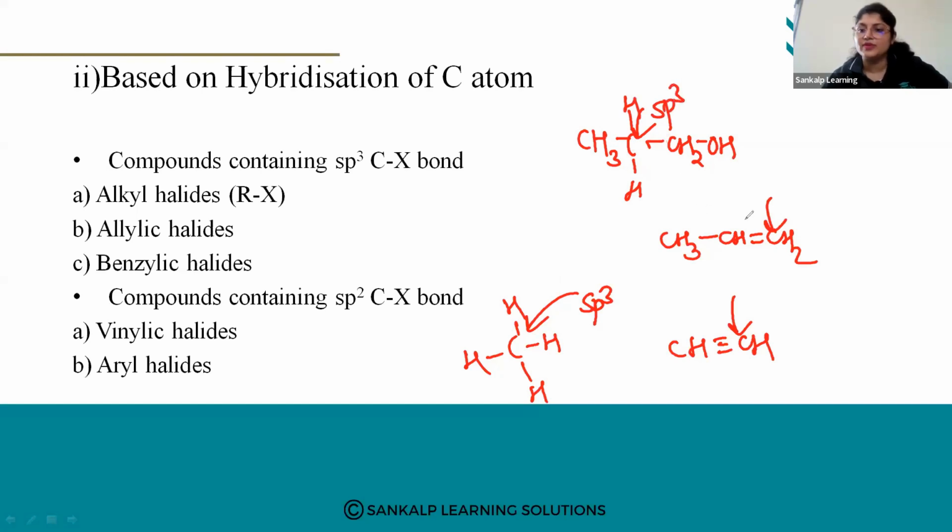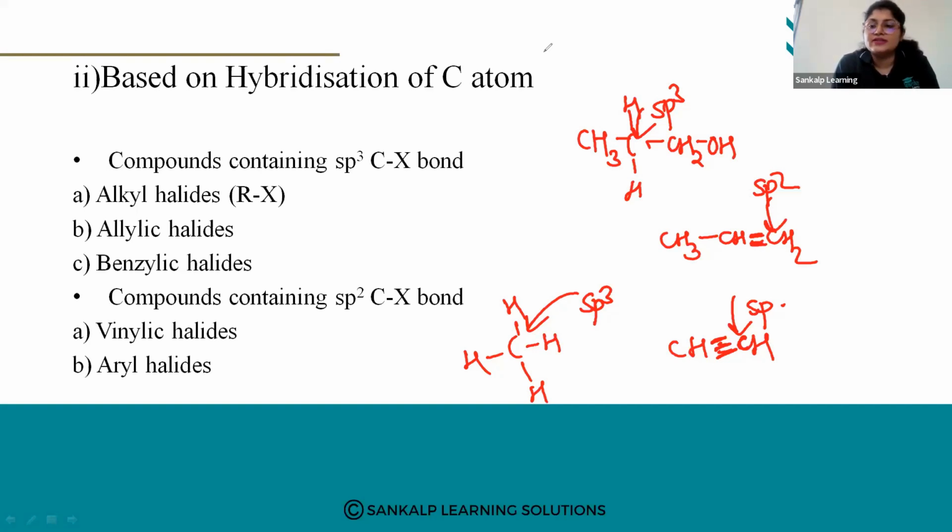Easy way to remember. Here the carbon is linked to the other carbon with a double bond, so it is sp2. And here this carbon is linked by 3 bonds, so it will be sp. Remember like this: when it is a single bond, it is sp3 hybridization. When it is a double bond, it is sp2 hybridization. If it is a triple bond, it is sp hybridization. Now we'll see, based upon the hybridization of carbon atoms, the compounds containing an sp3 C-X bond.